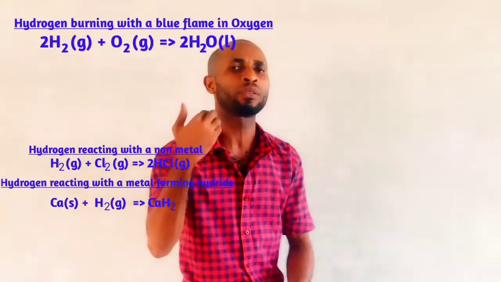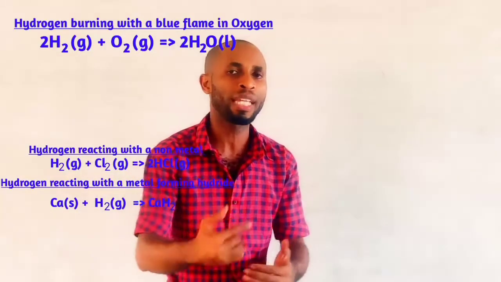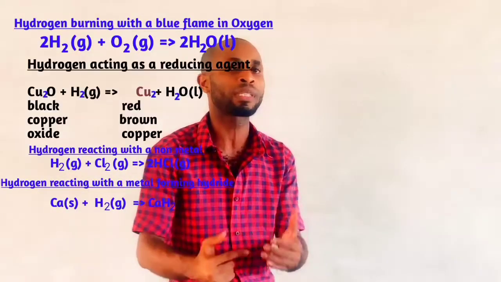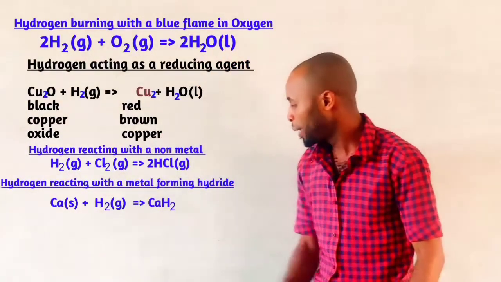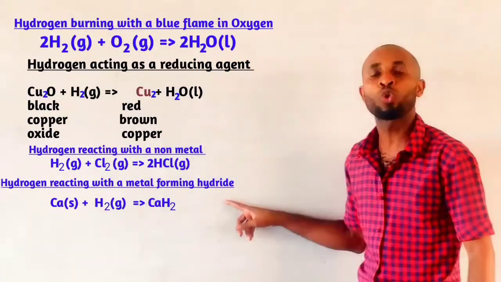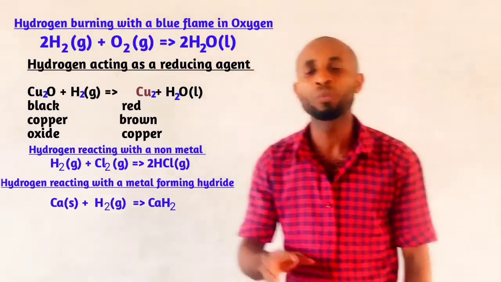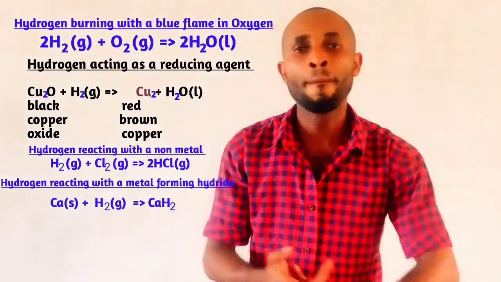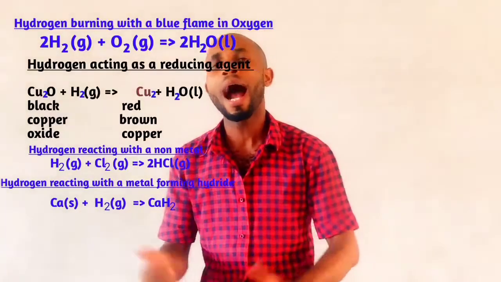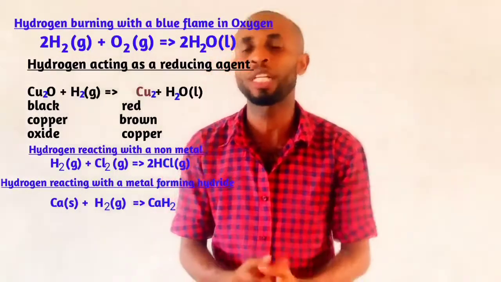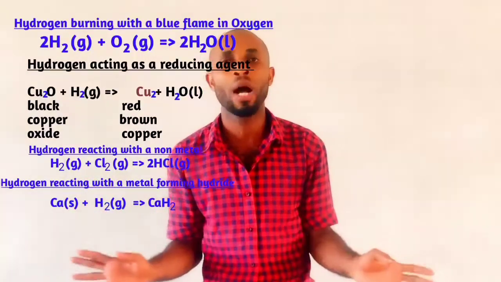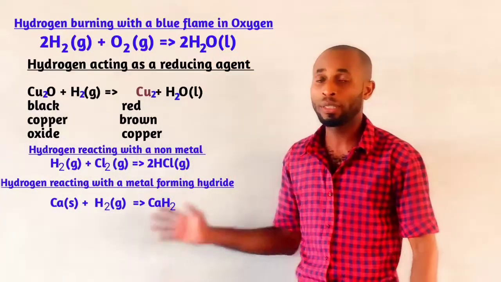Remember when I recited my mnemonics, K, Na, Ca, Mg, Al, Zn, Fe, Sn, Pb, H. After the H, which is the hydrogen, the next ones we are going to have are Cu, Hg, Ag, Au. That is the copper, mercury, silver, and gold, including platinum, can be replaced by hydrogen in their oxides or compounds, as you can see on the screen.